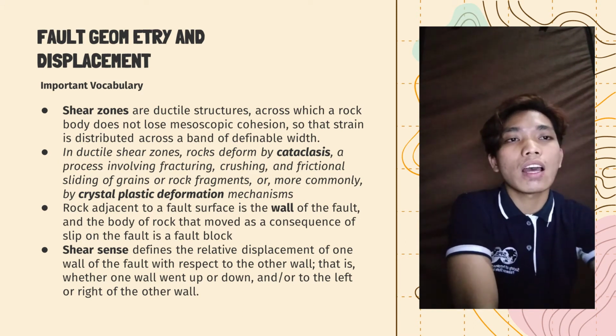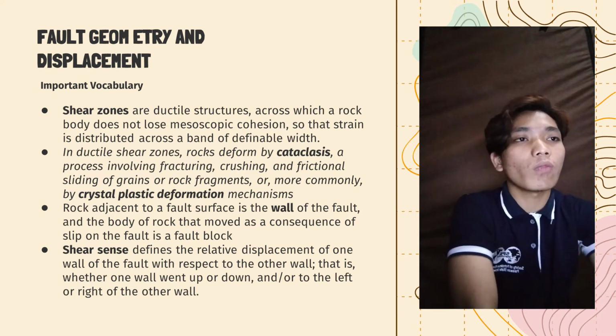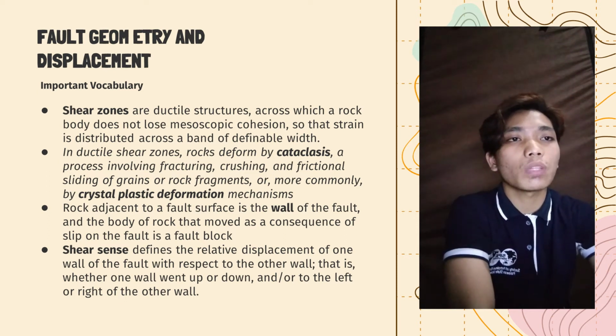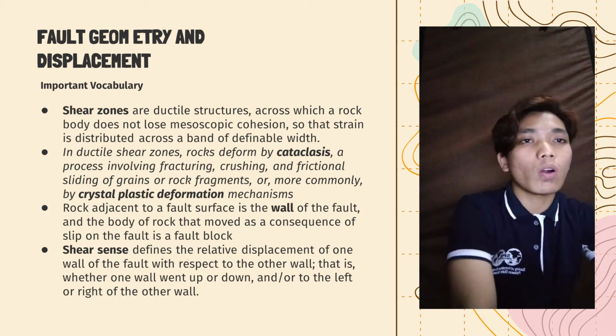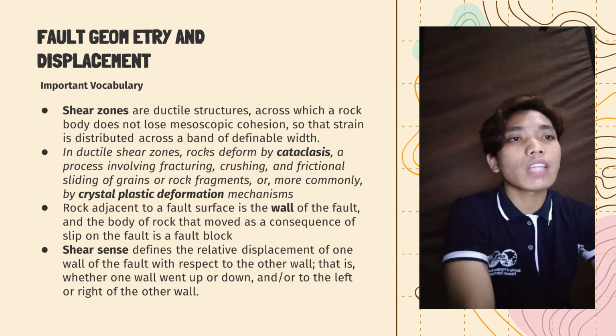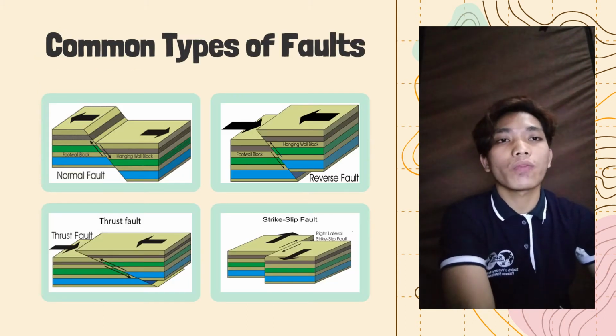The last one is shear sense. It defines the relative displacement of one wall of the fault with respect to the other wall. That is, whether one wall went up or down and or to the left or right of the other wall. So next are the common types of faults.